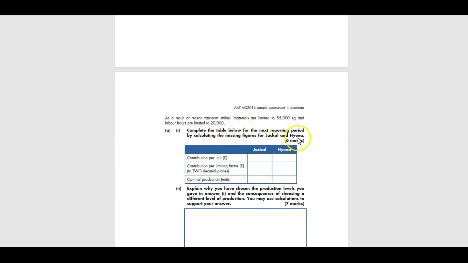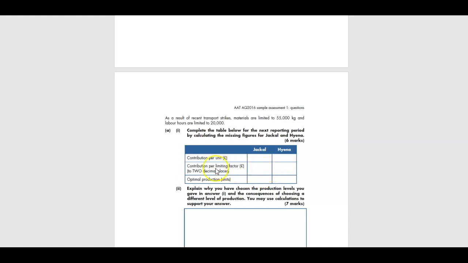What is the contribution? The formula for the contribution you already know, sales minus variable cost. Contribution per limiting factor hour, whatever is the contribution here, we have to divide by the factor which is short. For example, it could be material, could be the labor. So we don't know yet, so we have to calculate that. And the optimal production plan will tell you what is the best solution for you, which one you should make first and which one you should make later. Should I make Jackal first or should I make Hyena first? Of course we'll make first whichever gives more contribution per limiting factor.